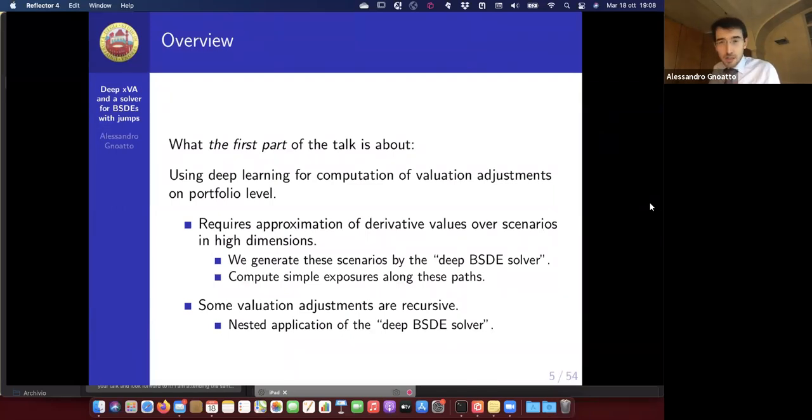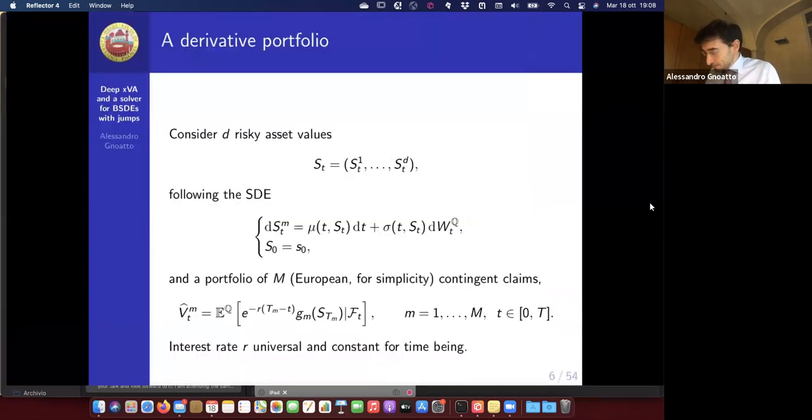There are, however, some more involved valuation adjustments that feature a recursive structure, and for these more involved valuation adjustments, what we propose is a nested application of this deep learning method in order to approximate backward stochastic differential equations.